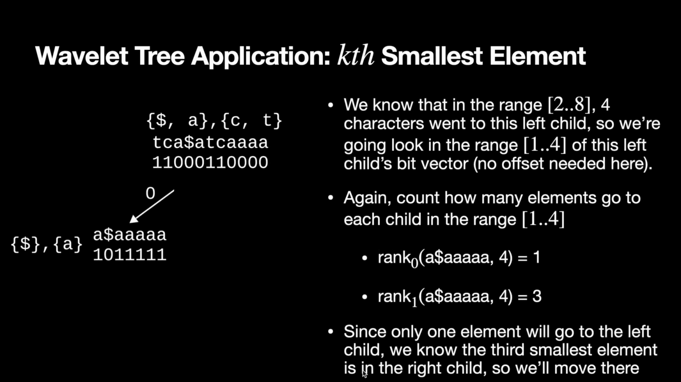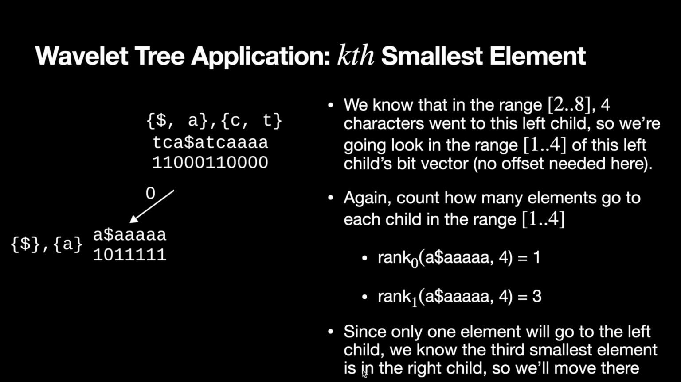So moving along, we know that in the range 2 to 8, 4 characters went to this left child, so we're going to look in the range 1 to 4 of this left child's bit vector. And in this case, there's no offset needed because the zeros from the first bit vector, the root's bit vector, went to the left child. And if you look before the range 2-8, we have 2 1s. So in this case, it's irrelevant, but it's possible you could require an offset in order to get the proper range to look for in this child.